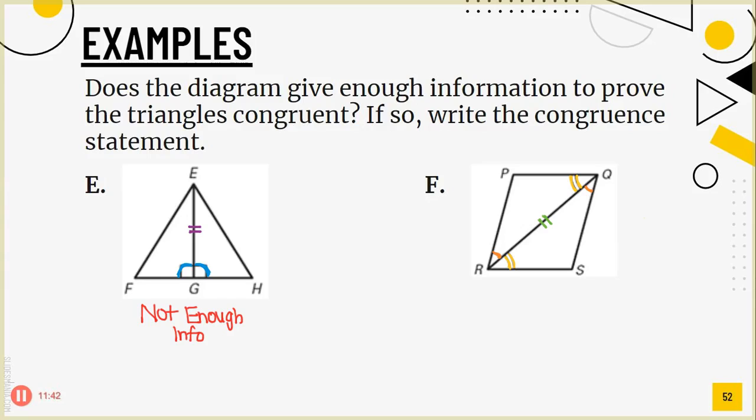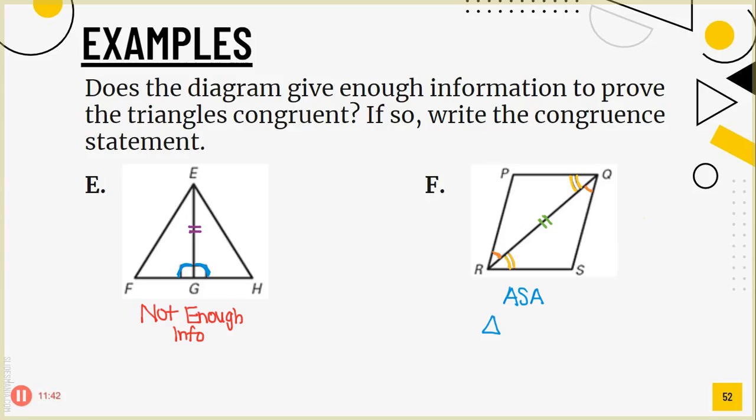Now, I do have three pieces, so I just need to ask myself, is this a valid method for me to use? So I'm going to choose an unmarked side. So I'm going to choose QS, and I'm going to go clockwise here. So if I go clockwise, I come to this orange angle first, the green side, and then the yellow angle. And so that is angle side angle. Angle side angle is a valid way to prove a triangle congruent. So we are going to say yes, there is enough information. This will be angle side angle.